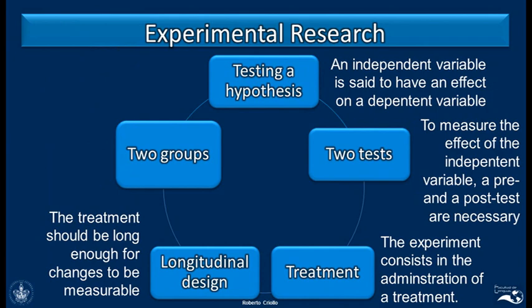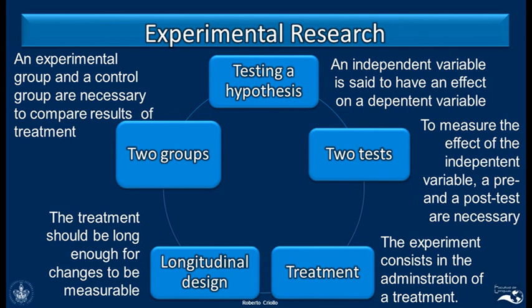And obviously we need two groups. First of all, an experimental group that undergoes the treatment, right? But there has to be a control group so that we can also administer them a pre-test and a post-test and see if the changes only occurred in the experimental group and not in the control group. In other words, we need to do this triangulation of results.